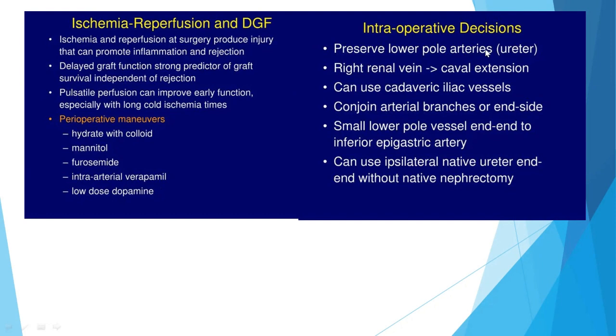There are some intraoperative decisions which need to be made in performing renal transplantation. We need to preserve the lower pole arteries because we need to preserve the ureter. The right renal vein is used for the caval extension. We can use the cadaveric iliac vessels too. The conjoint arterial branches inside should be kept in consideration. The small lower pole vessel is anastomosed end-to-end with the inferior epigastric artery. We can use the ipsilateral native ureter end-to-end without native nephrectomy in the patients.